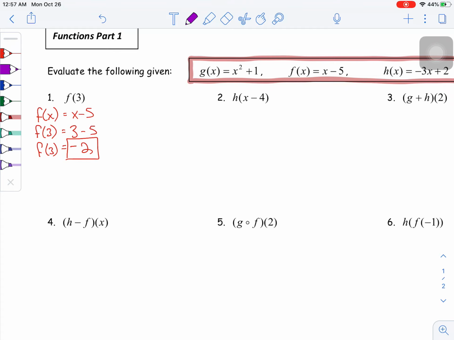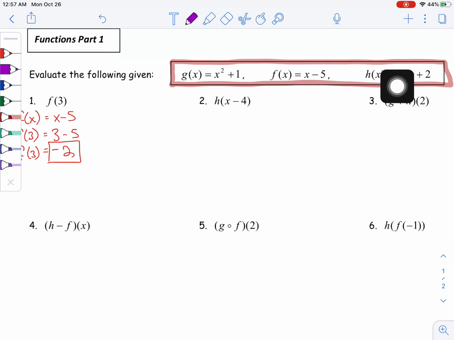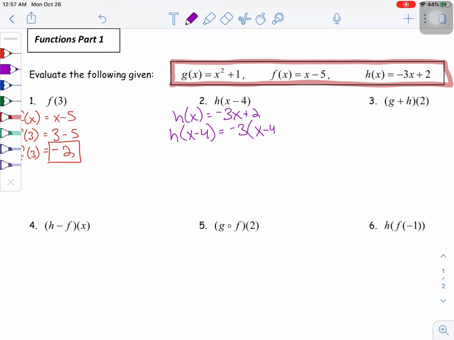All right. Number 2, we have h of x minus 4. So we're going to use the h function over here. And so h of x is equal to negative 3x plus 2. You don't have to do this rewrite step. I'm just writing it down because at some point I'm going to be running out of room to see those functions. And so in this case, instead of x, I'm going to replace all of the x's with x minus 4's.